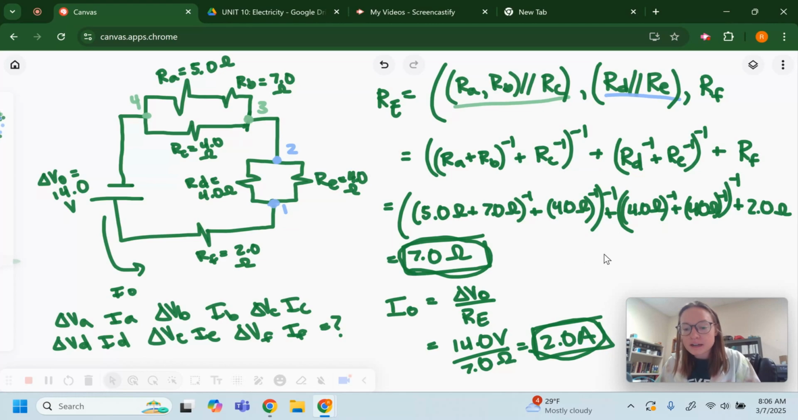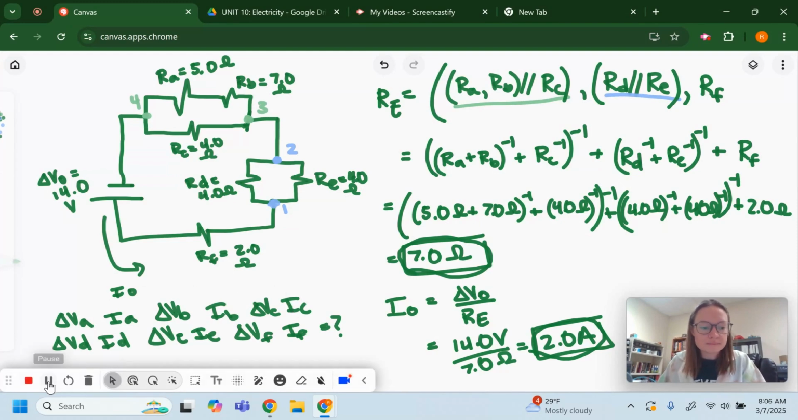And this is going to be very easy because IF is just going to equal I naught, which is 2 amps. I'm actually going to write this down on the next page here, or you know what I'm going to do? I'm going to pause the video so that you don't have to watch me. I'm going to erase all of this stuff here and just leave the important stuff, and then I'm going to write down my new information.